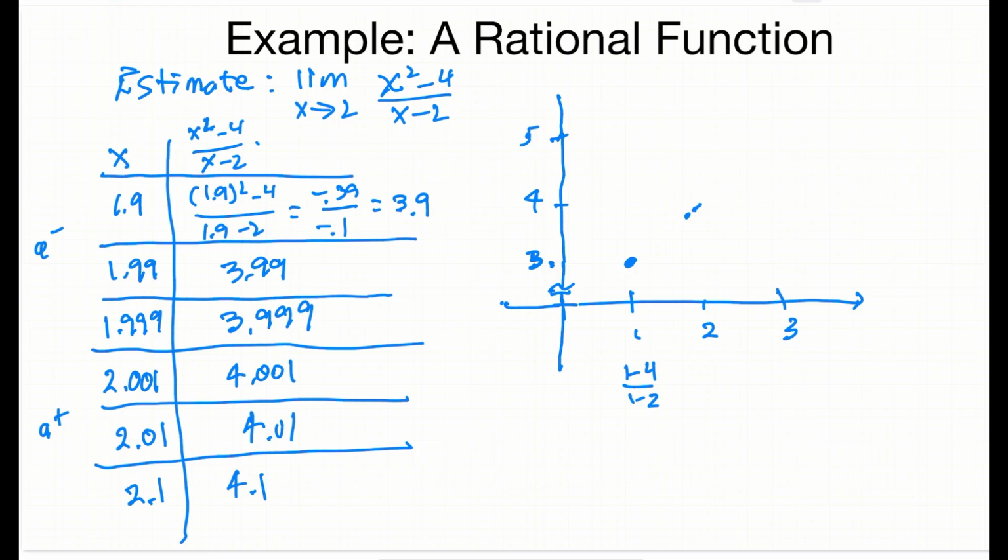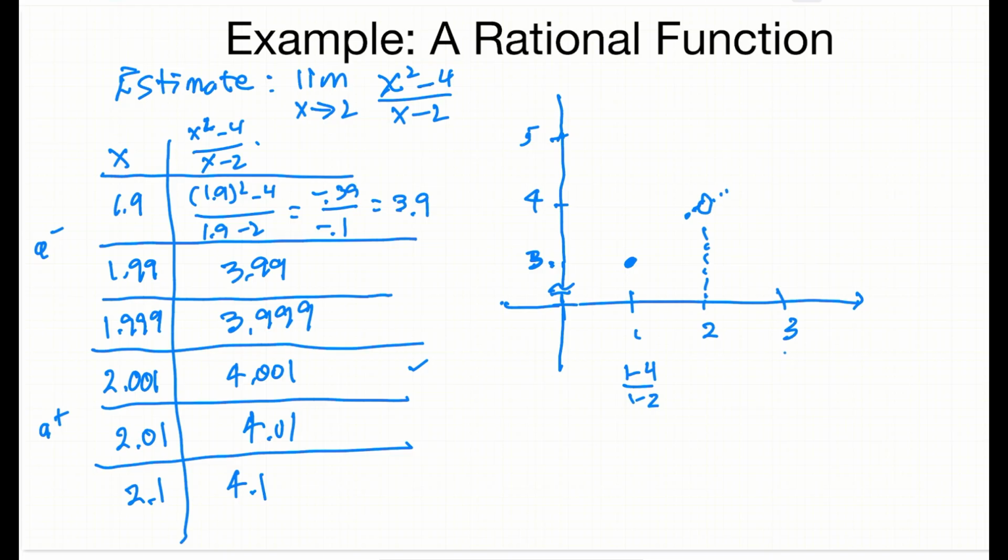So there's our point. We don't know exactly what's happening at a equal to 2. Now, let's go from the upper side up here. So at slightly above 2, we get 2.01, and then at 2.01, we get 4.01. And then at 2.1, we get 4.1.